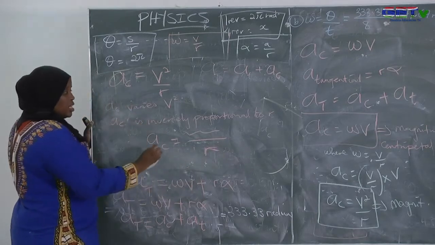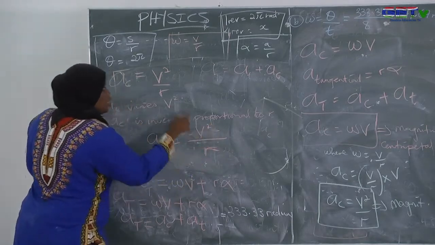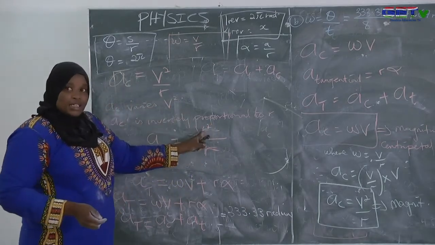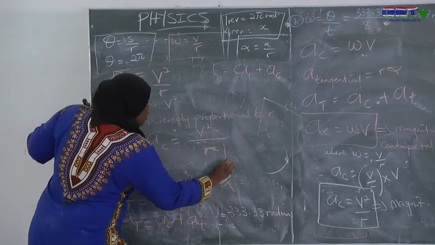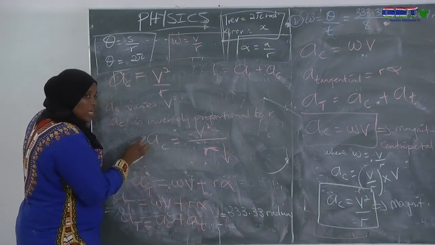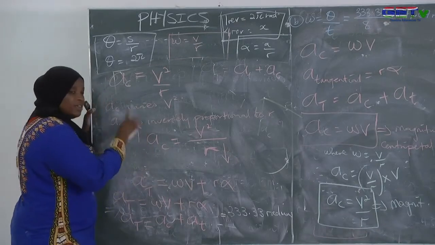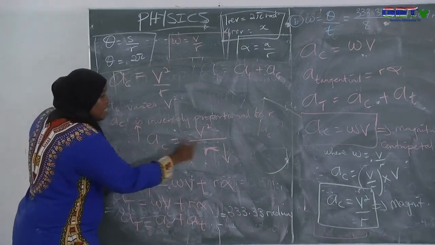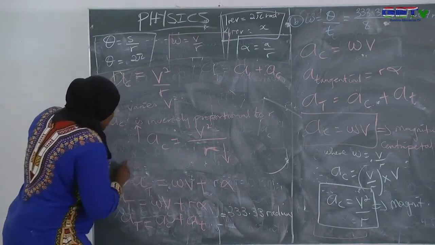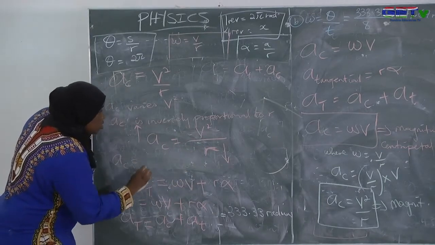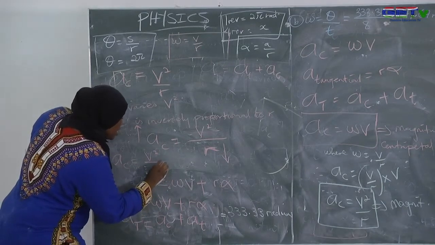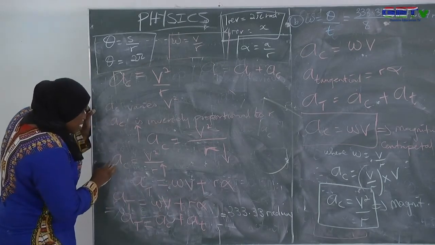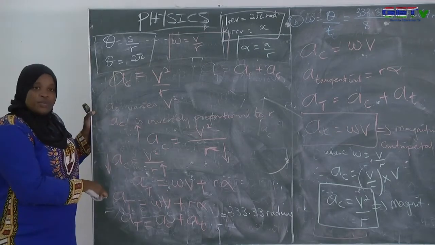And this tells us that if that something, which is the velocity, is kept constant and the radius of the circle is reduced, what will happen to the acceleration? It will be increased because they are inversely proportional to each other. But if v is constant and the radius is increased, what will happen to the acceleration? It will be reduced. Is that understood?